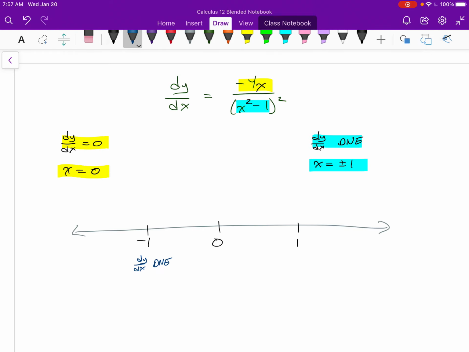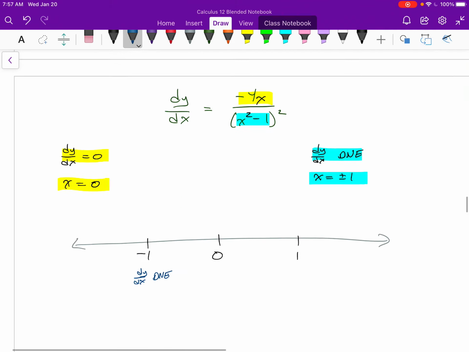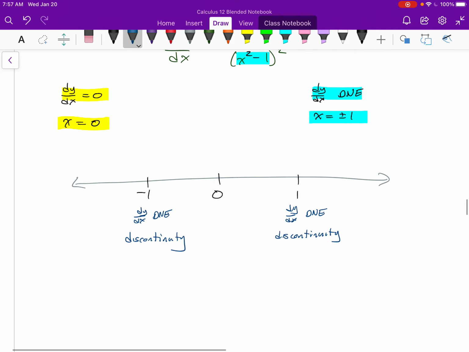But as well, if I look back at the beginning of the first thing we did, the domain does not include plus or minus 1, because I'm dividing by 0 there. So not only do I know the derivative does not exist here, I know there's a discontinuity here. Same thing for 1. Really, that's why the derivative does not exist there, because the function is discontinuous there. However, at 0, I know this is where dy dx equaled 0.